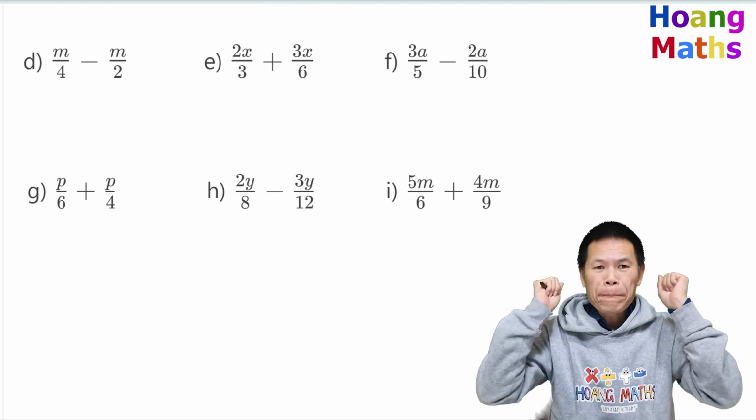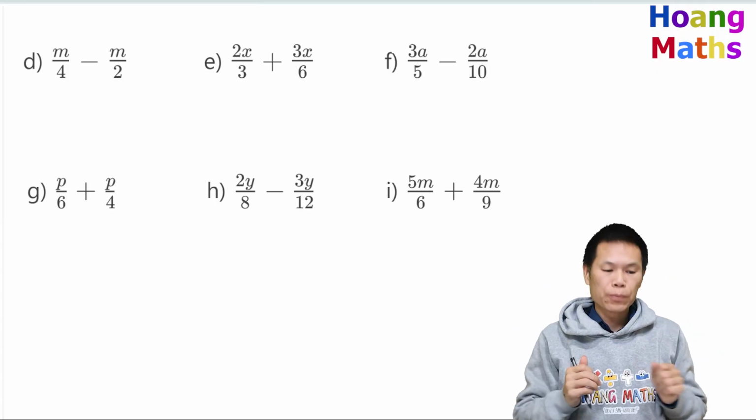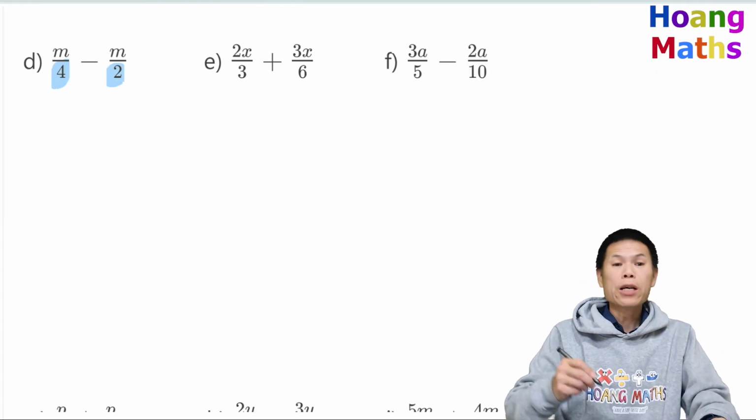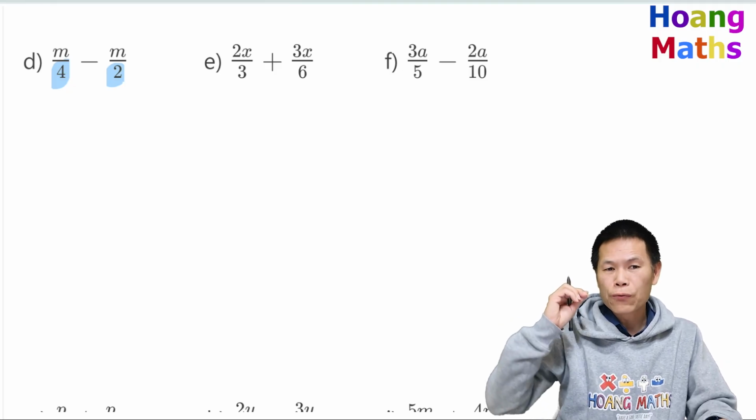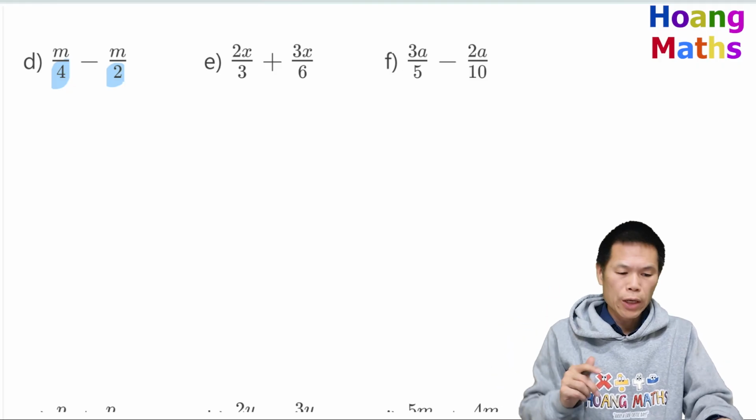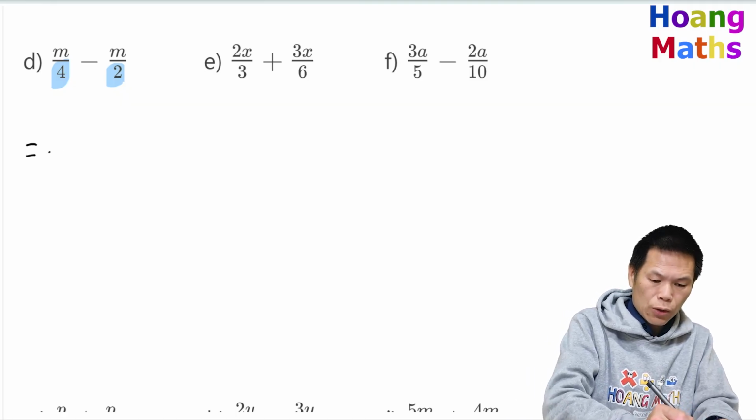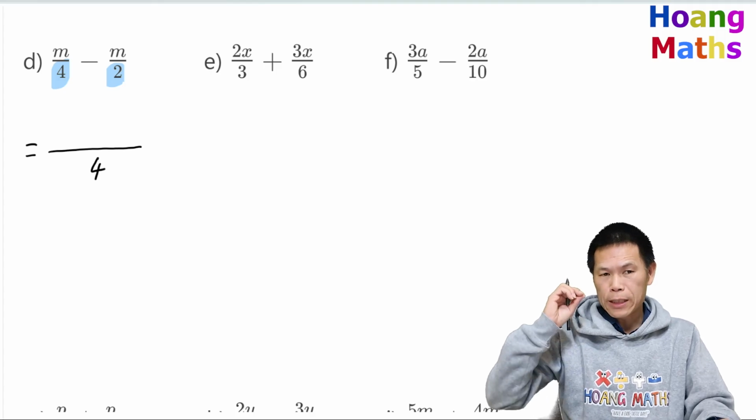Hi there, I'm back. How did you go? Let me go through them with you. So we have 2 and 4 here. Therefore, the lowest common denominator is 4, because 4 is also multiple of 2. So down here must be 4, because the lowest common denominator is 4.